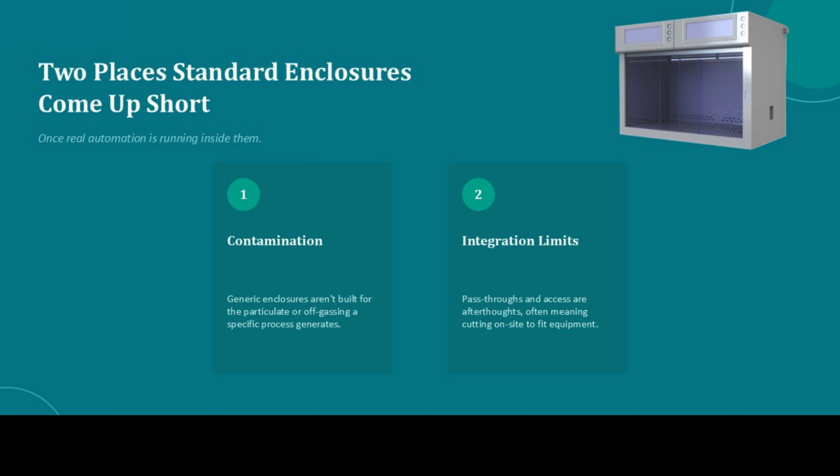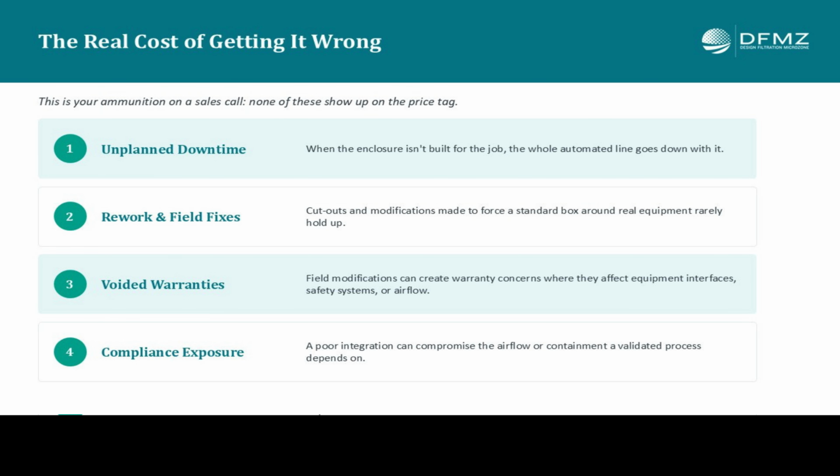We see projects where an enclosure has to be modified or replaced because the original design wasn't matched to the automation. Here's why this matters beyond engineering. It matters commercially. And this is your ammunition on a sales call. Start with unplanned downtime. When the enclosure isn't built for the job, it's rarely just the enclosure that goes down. It's the entire automated line behind it.